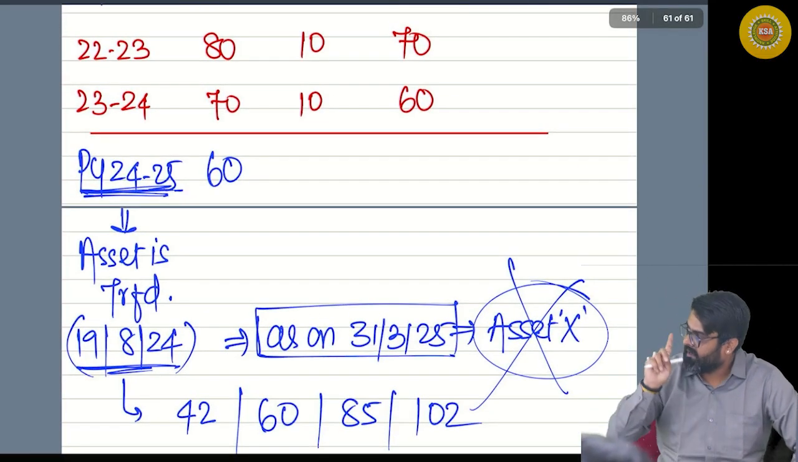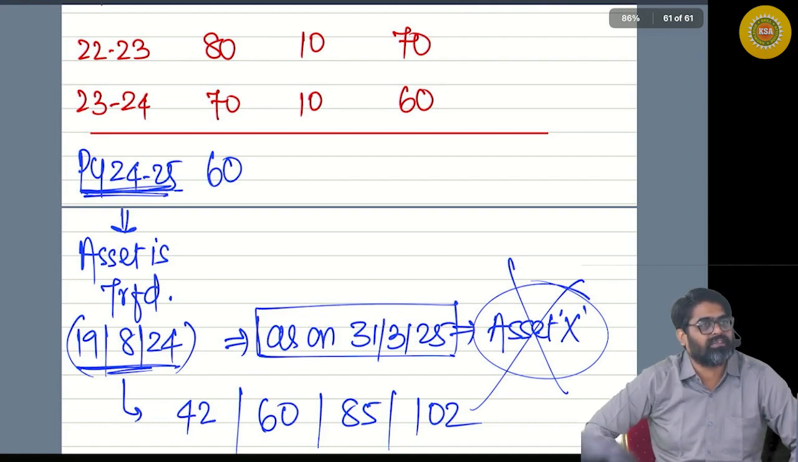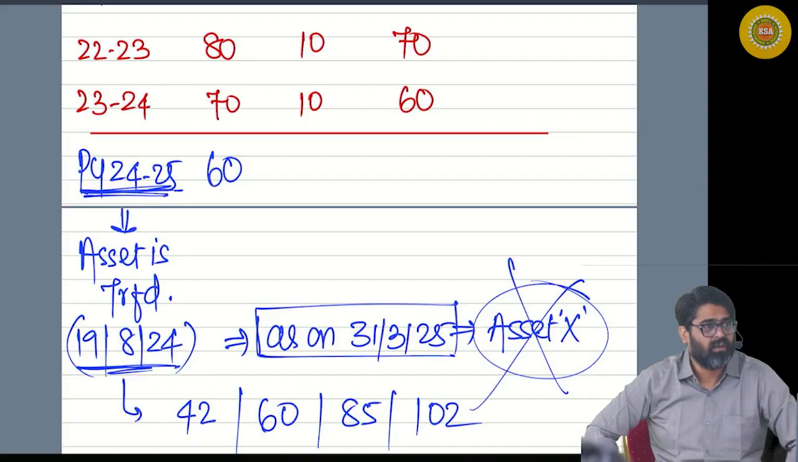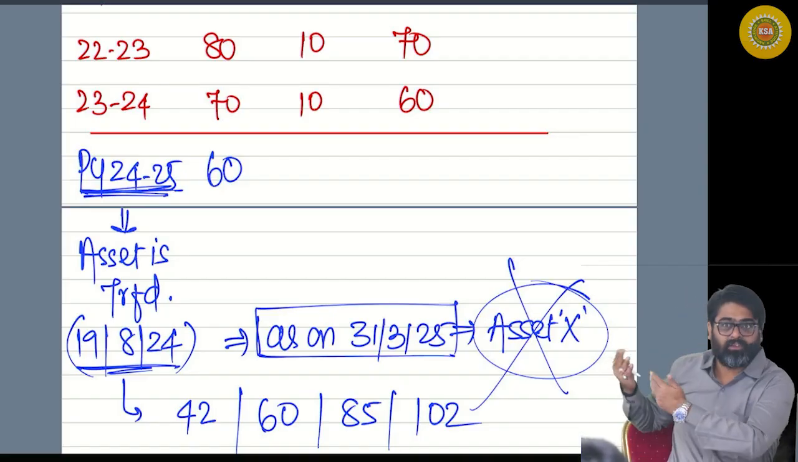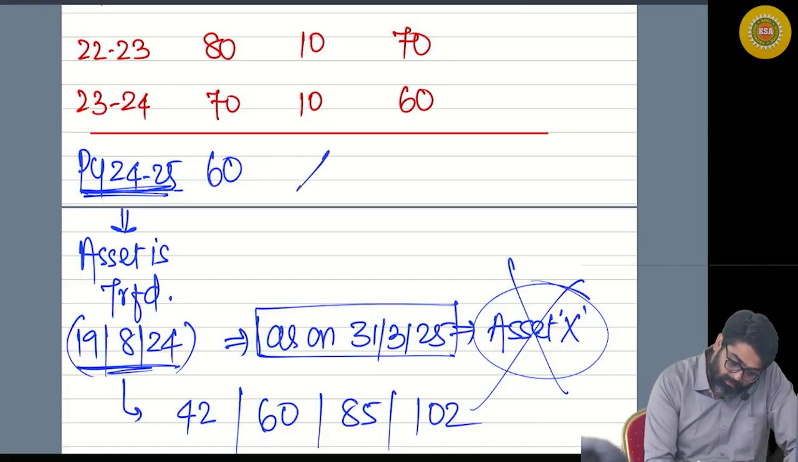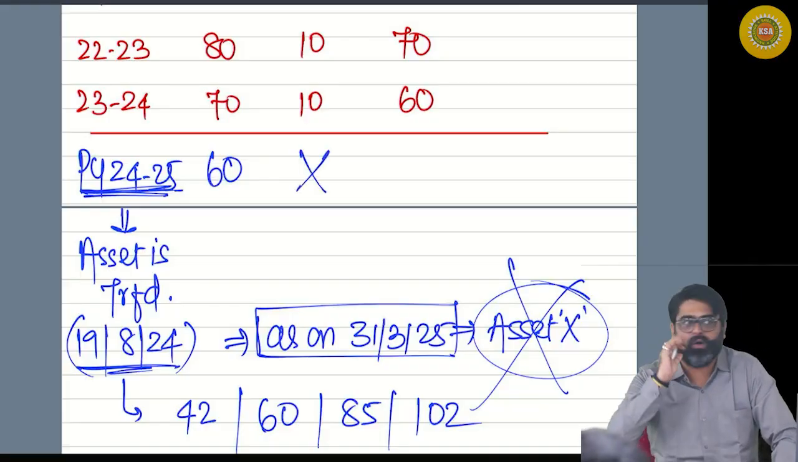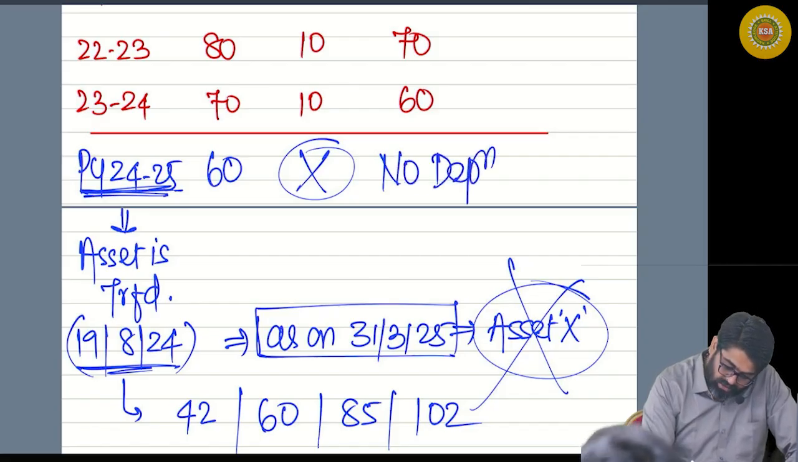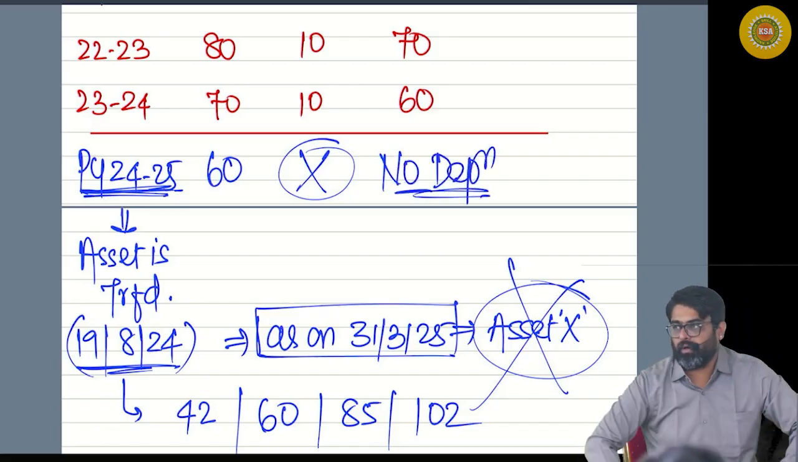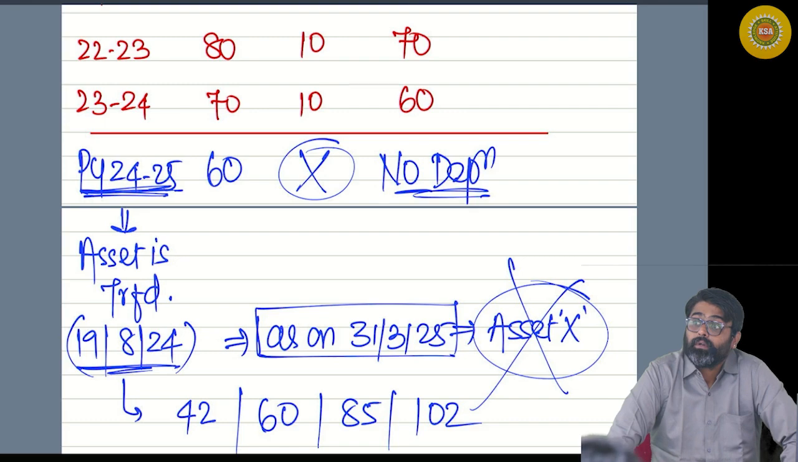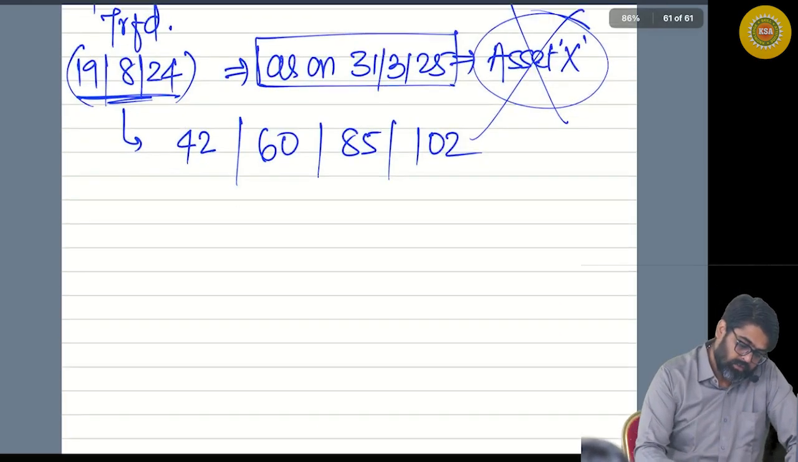Tell me, in 24-25, do you have the asset as on the last day? So if you don't have the asset as on the last day of the relevant previous year in your business, depreciation cannot be allowed. No depreciation can be allowed for 24-25. Will you remember this? Now tell me, did you sell the asset? How much did you get?